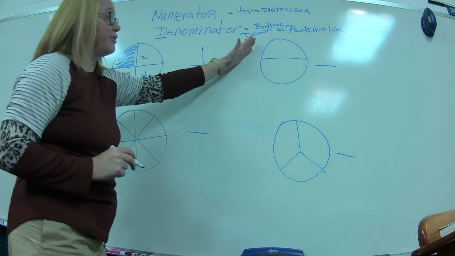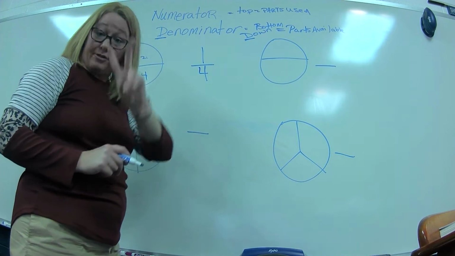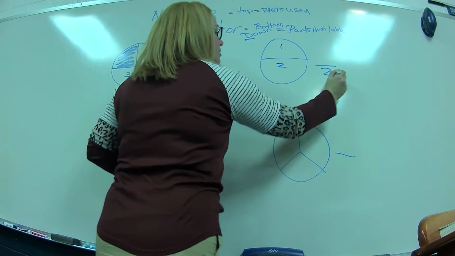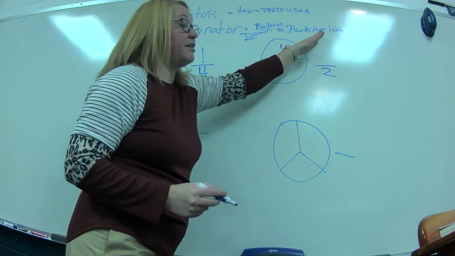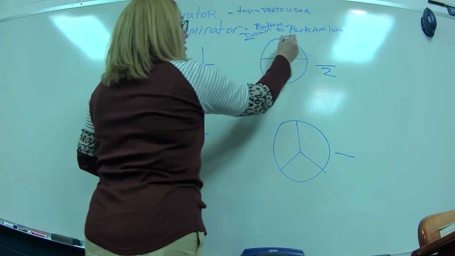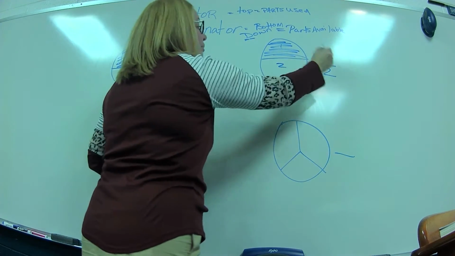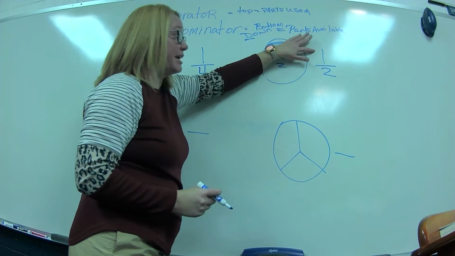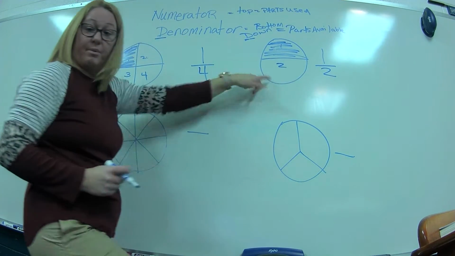Let's go to this one over here. How many available parts do I have? I have 2 available parts. 1, 2. So 2 is my denominator, the parts available. And if I use this part, that means I used 1 out of 2 available. Again, numerator, parts used, denominator, available parts.